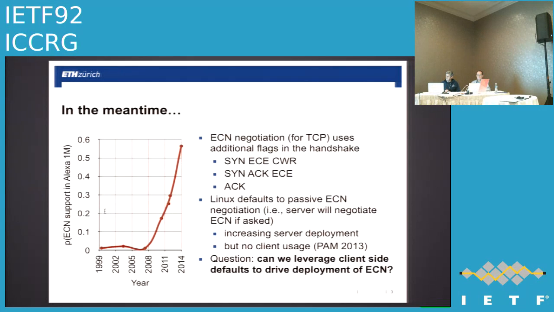So if we look at this graph, we see a success here. We've deployed ECN on the server side by changing the server-side defaults. Nobody's really made a choice here. As a matter of fact, if you look at networks that are making choices, many of them are actually choosing to turn ECN off because it might be a risk and they see no benefit yet. But the defaults have made this curve happen. So the question is, can we leverage client-side defaults to drive deployment of ECN, and can we do it safely? That's what we set out to answer in this work.